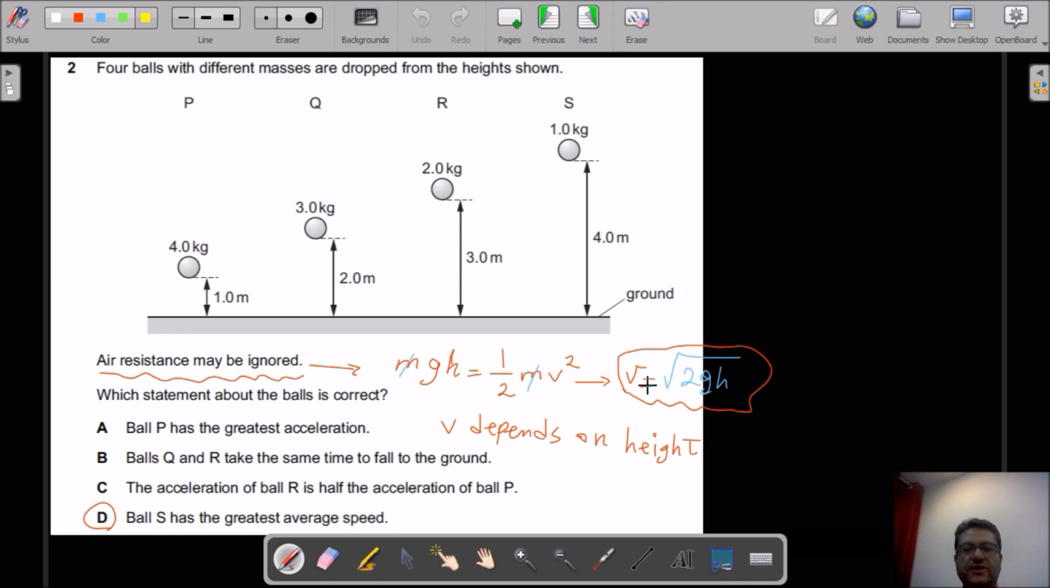So you can find a velocity. Velocity is equal to square root of 2gh. As you can see, velocity near the earth depends on height and doesn't depend on mass. That's why more height, more speed. So ball S has the greatest average speed. So D is right. Question 2, D is right.